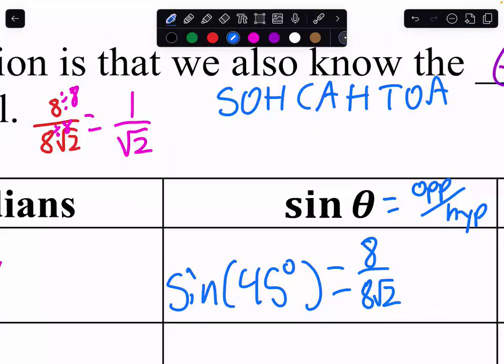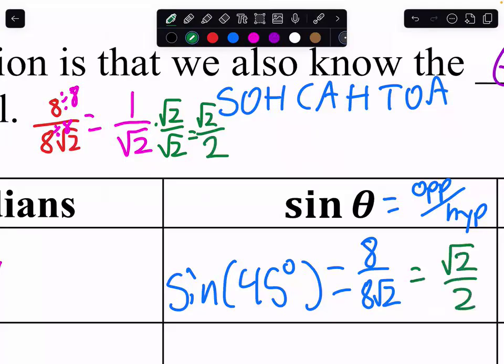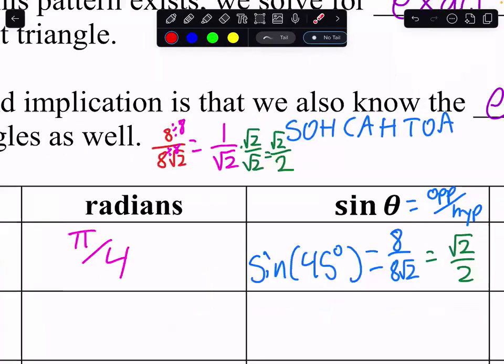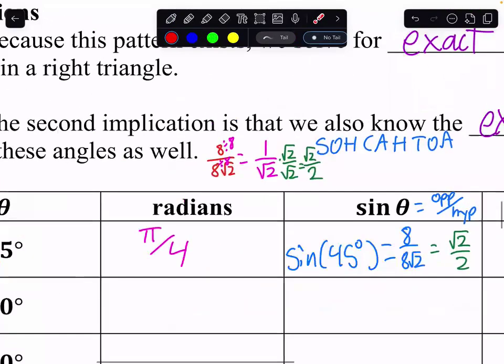Then from here, we can rationalize this denominator. To get rid of the radical 2, we can multiply by radical 2 over radical 2. And radical 2 times radical 2 is regular 2. So we figured out that the sine of 45 degrees is equal to radical 2 over 2. Again, this will be true for any triangle, any size. As long as it is a 45-degree angle, its sine ratio will always be radical 2 over 2.